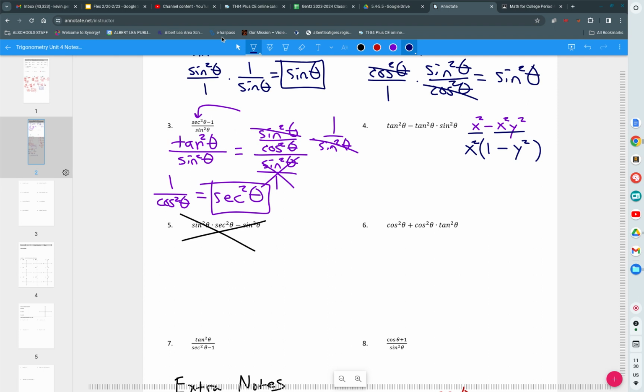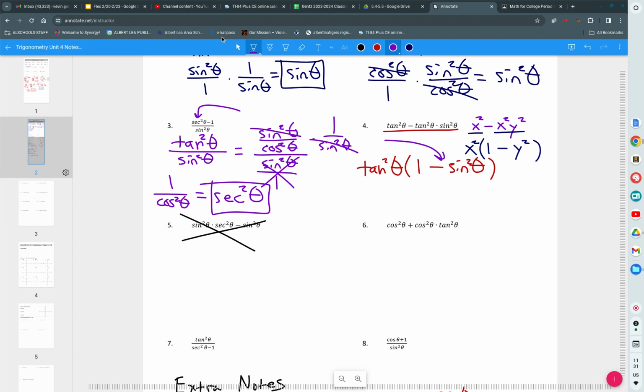So, now let's go back to the trig problem. What is the common factor I could take out of both of those? I could take out a tangent squared. And what are you going to be left with? Good, 1 minus sine squared. Hey, now I've got a 1 and a squared. What is 1 minus sine squared?